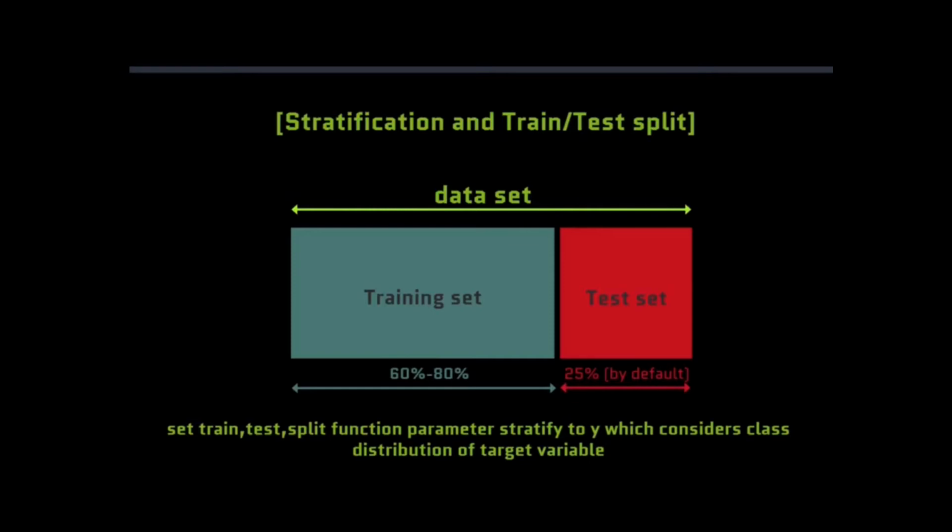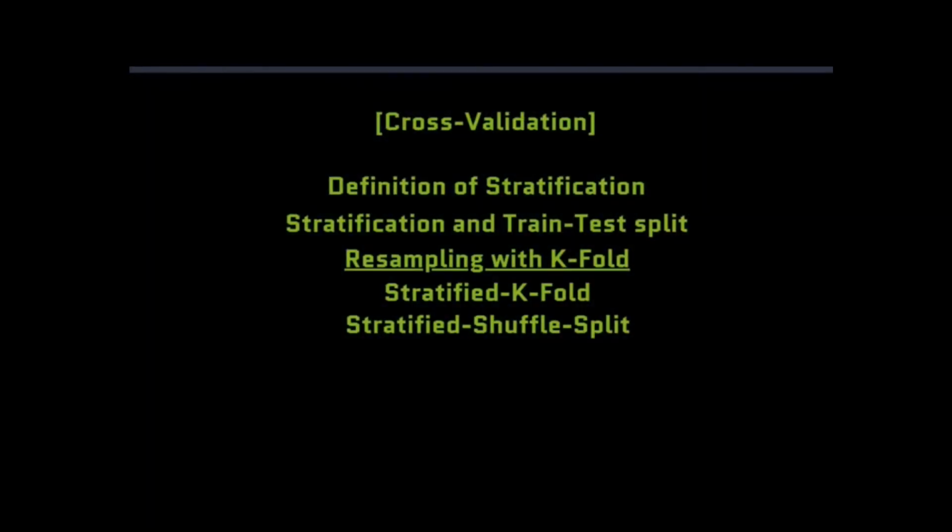This can be done by setting the stratify argument on the call to train_test_split and setting it to the y variable, which contains the target variable from the dataset. From this, the defined Python function will determine the desired class distribution and ensure that the train and test sets both have this distribution. And now, let us move on to understand k-fold.